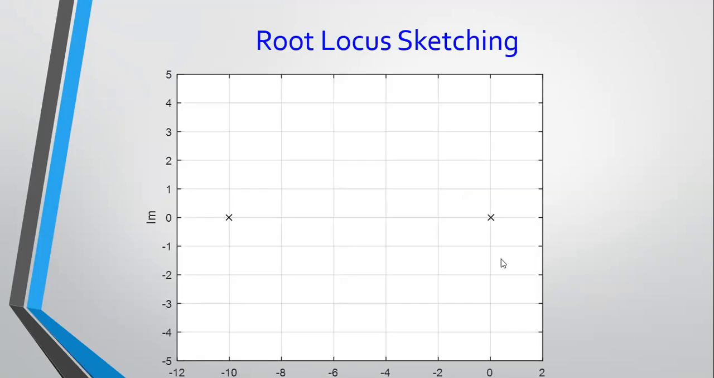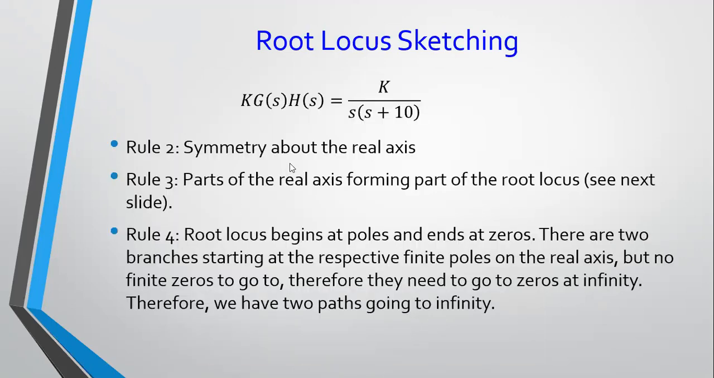As we've said earlier, the first step would be to plot your open loop poles and zeros on the complex plane. In this case, there are no zeros. So you have these 2 poles already put there as crosses, on the real axis at 0 and minus 10. Okay. So rule number 2 is going to be symmetry. Again, we have to bear in mind that what we draw above should be the same below.